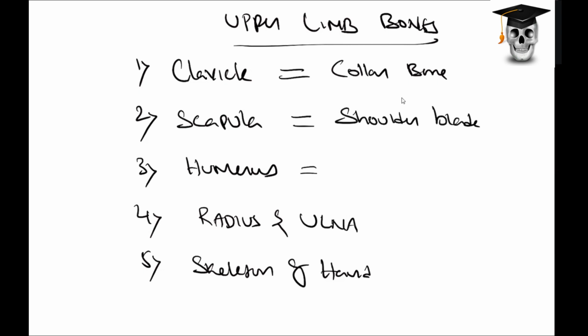And the humerus, in simple words, how do you describe the humerus to anyone? You will say it is a bone present in the arm. Correct? The arm portion, which extends between the shoulder joint and the elbow joint. Radius and ulna, these are the bones of the forearm.